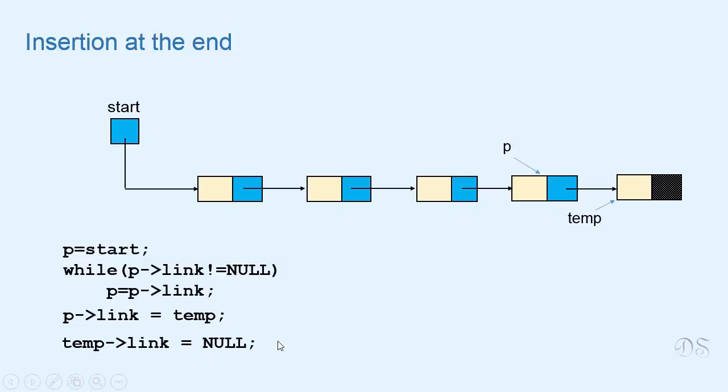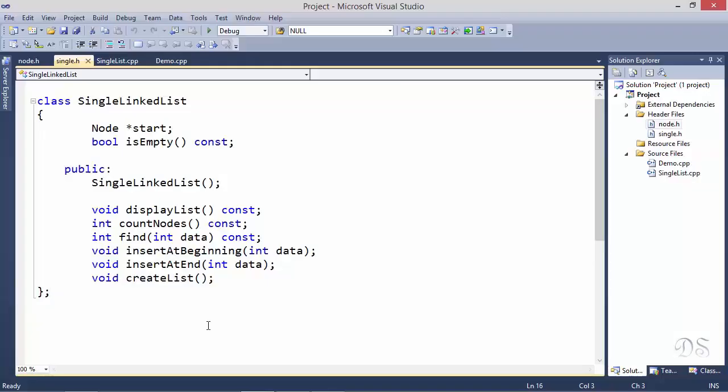In our program, we will not need to write this as any new node that we allocate has its link part initialized to null. Now let's see the code for all these insertions in our program. In this class, we have added declarations of these three member functions: insert at beginning, insert at end, and create list. Now let's see the definitions in the implementation file.